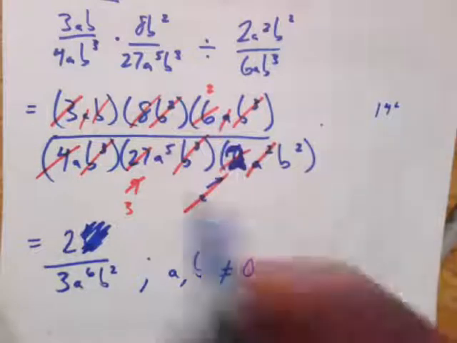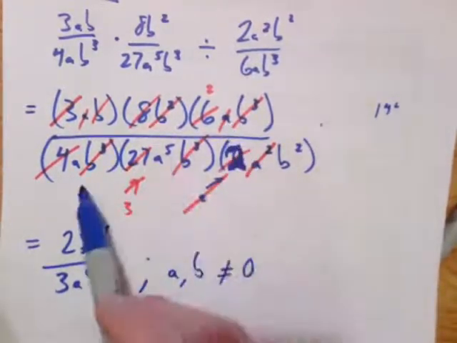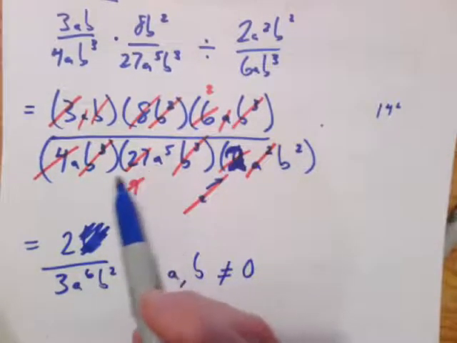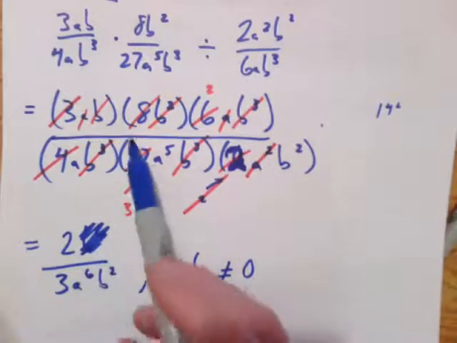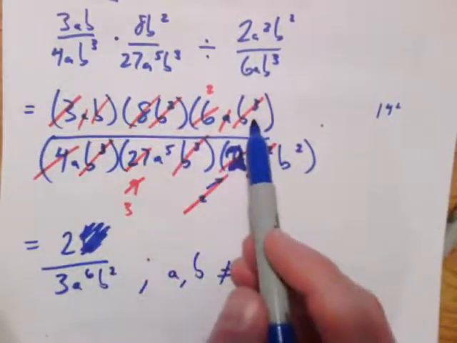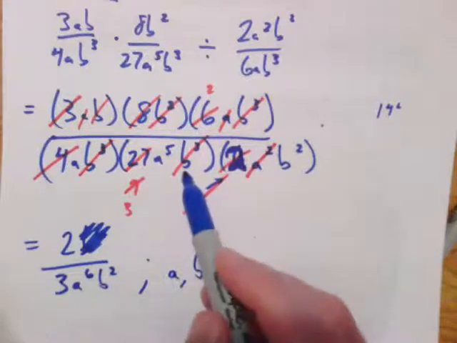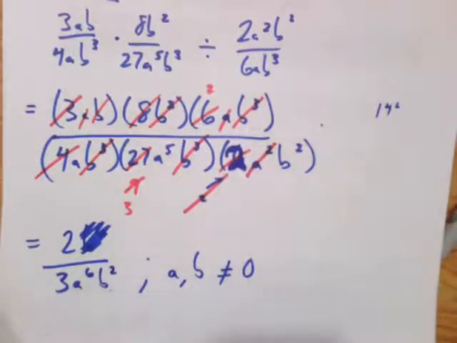Yep. We've got a squared over a8, so it should be a6, and then b, we've got b cubed, b to the 6 over b to the 8, so b squared. Yeah, that looks right. Double check my answer though. 2b squared over 3a to the 6b squared, a and b cannot equal 0.